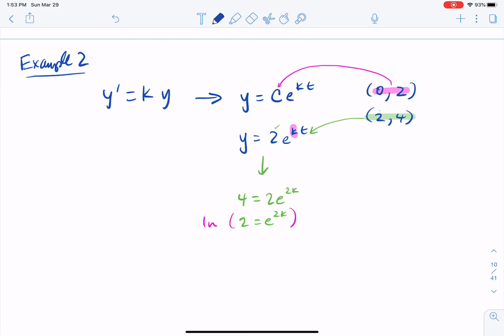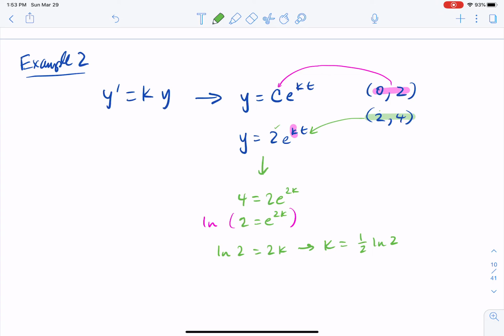Taking the natural log of the left, oh, I'm on green, yeah. On the left-hand side, it's the natural log of 2 is equal to 2 times k. And then divide the 2 over, or multiply both sides by a half, whatever, that's equal to 1/2 times the natural log of 2. Now I'm just going to do a little bit of simplification.